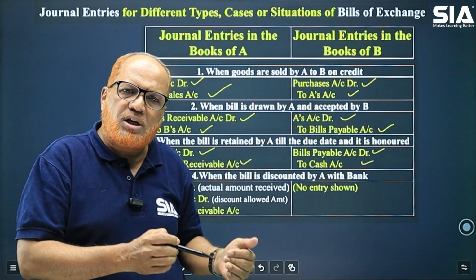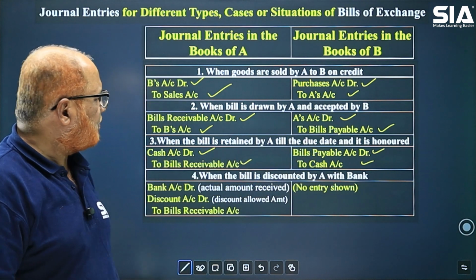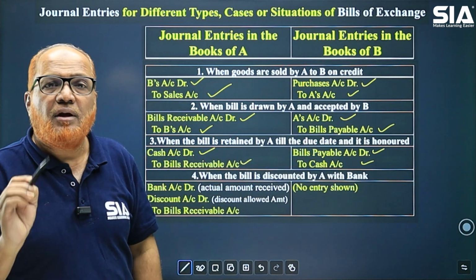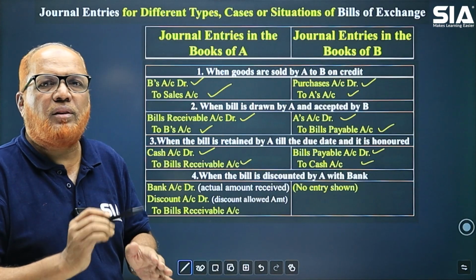B has purchased the goods and paid the cash. Finished. The transaction is over. So the first 3 transactions I have explained. The bill is honored on the due date.